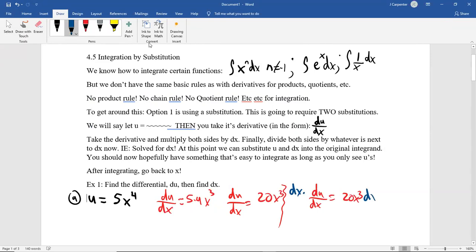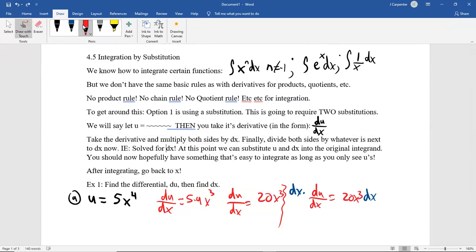That's the step I didn't even ask you to do linear algebra. I told you what to do. Take its derivative, multiply both sides by dx. That's what we just did. We just did this step. Then divide both sides by the thing that's next to the dx. And again, I don't have to tell you this. This is purely Algebra 1, Algebra 2, arguably.